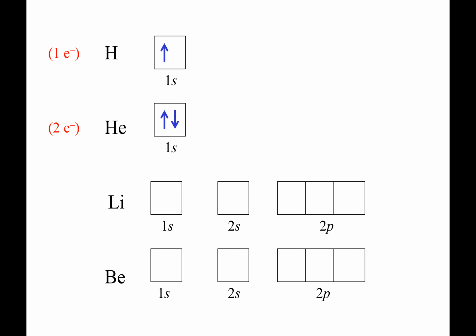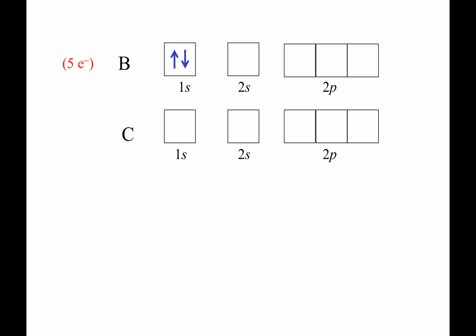Lithium atomic number 3 looks like this. Notice we're going to fill this guy first, then we'll put the third one over here. Beryllium atomic number 4 looks like that. Boron atomic number 5. And then we get exciting with carbon, with atomic number 6, with 6 electrons.